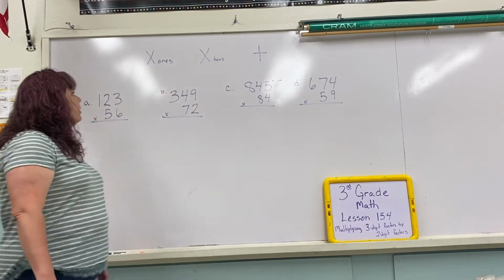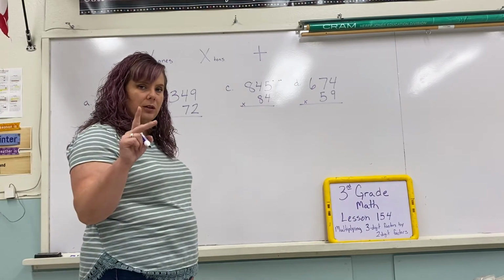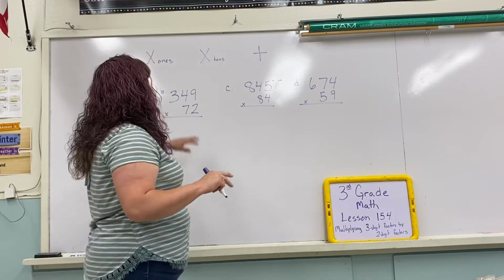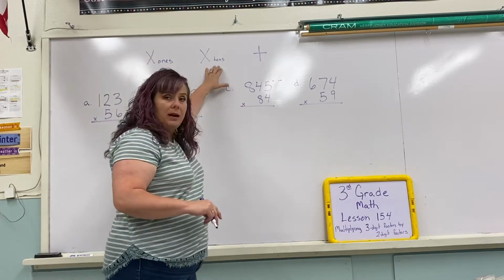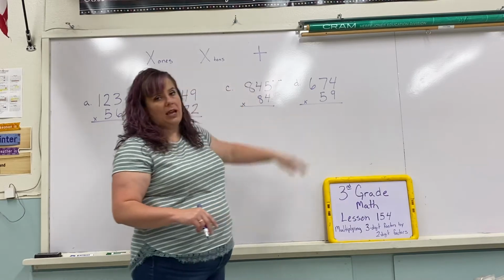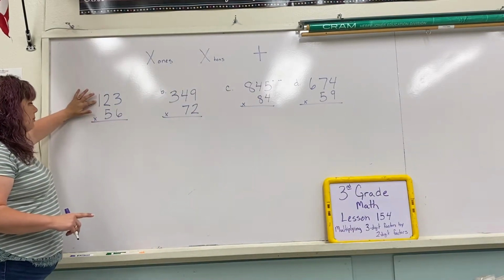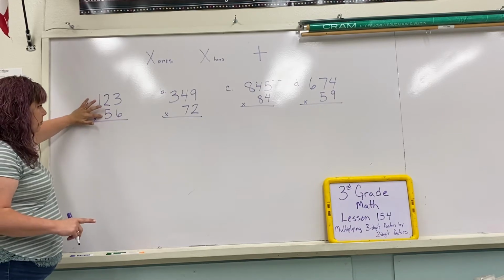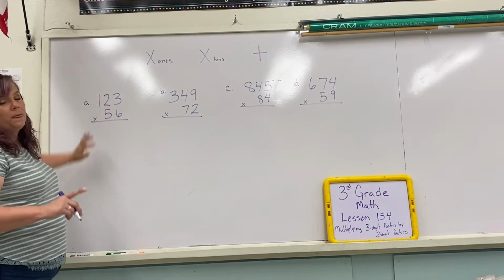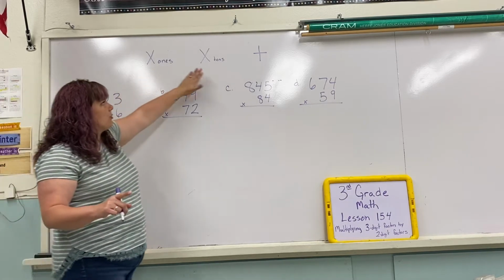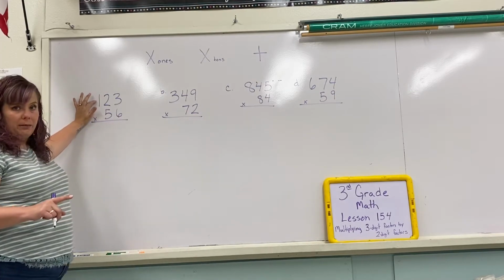Okay, so we're remembering when we're multiplying by a two-digit number, by a two-digit factor, we have three steps. Multiply by the ones, multiply by the tens, then add them together. These numbers shouldn't scare you. Even though these are three-digit numbers multiplied by two-digit numbers, a three-digit factor multiplied by a two-digit factor, it's not hard. It's still these three steps. You just have one more number that you're multiplying by, okay?